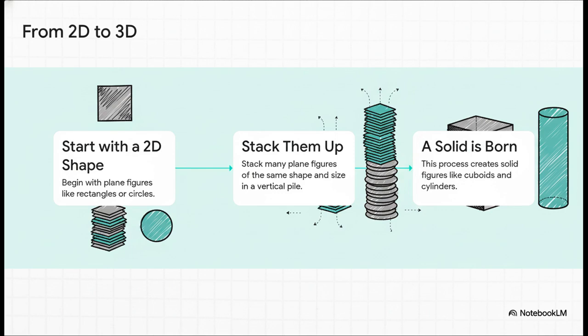Just imagine taking a single flat shape, say a square or a circle, and then just stacking hundreds, maybe thousands of identical copies right on top of each other. That pile you just made, that creates a solid figure. It's such a beautifully simple idea, and it's what builds our entire 3D world.